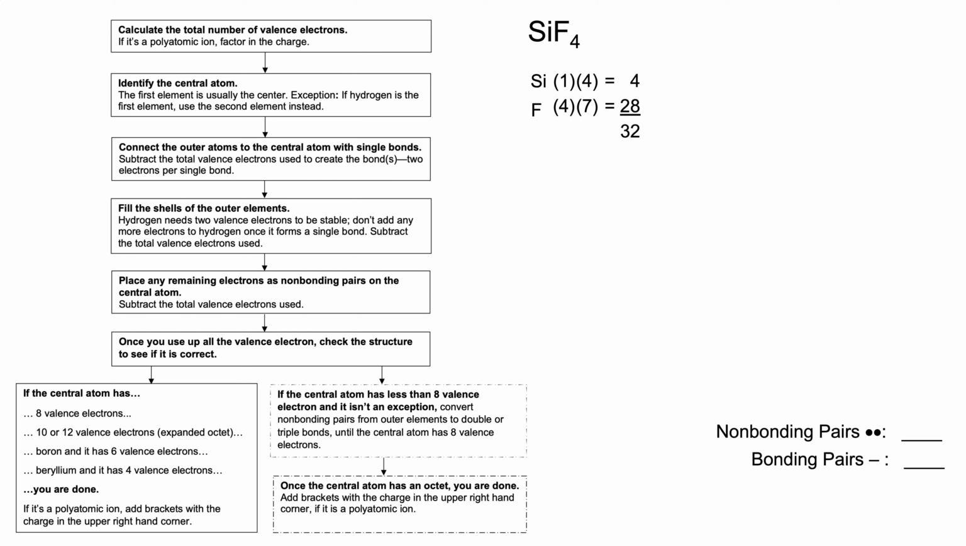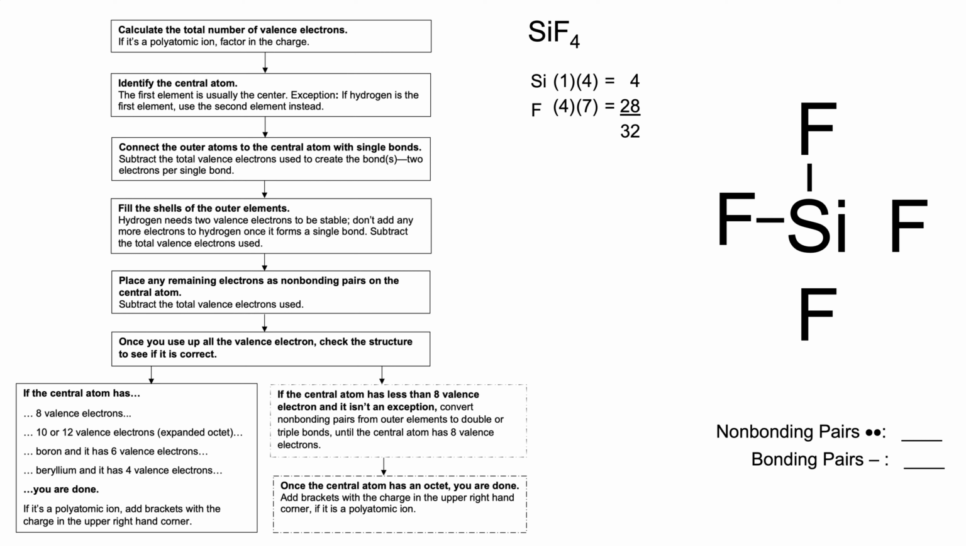You would move over to the second element. So silicon's my central atom. I'm now going to place the other outer atoms around that central one. So I have 4 fluorines. I'm going to connect each fluorine to the central atom with a single covalent bond. That uses up 8 valence electrons total, and now I have 24 left over.